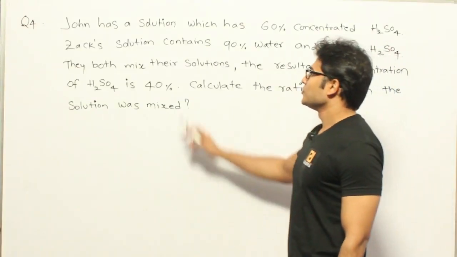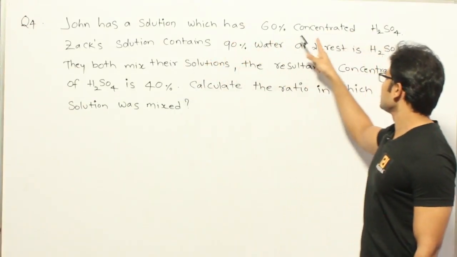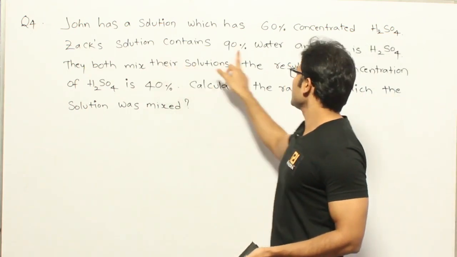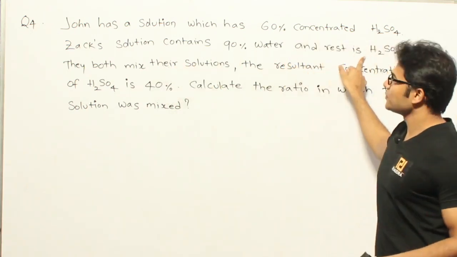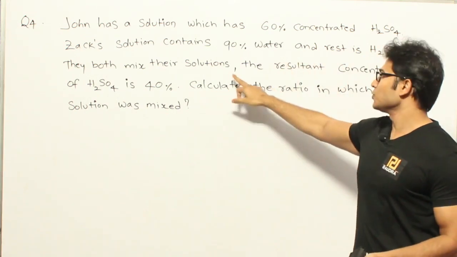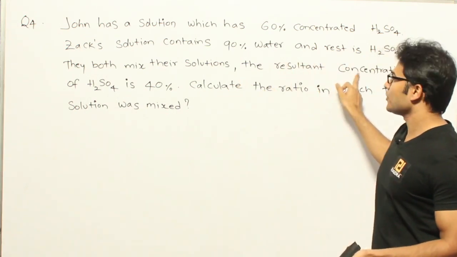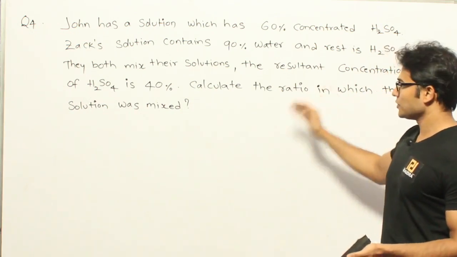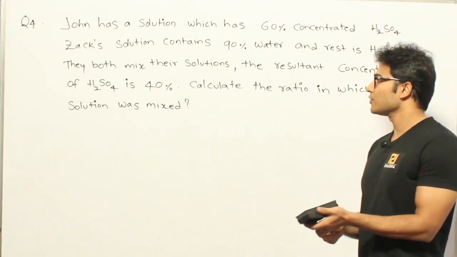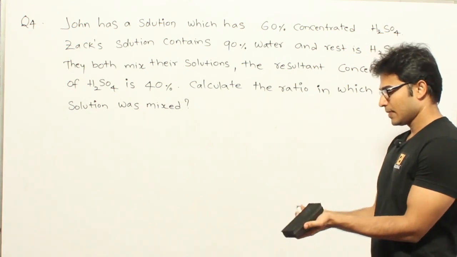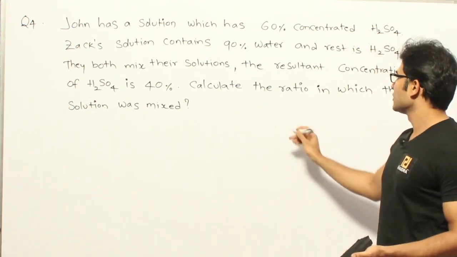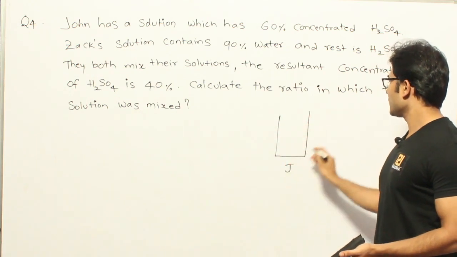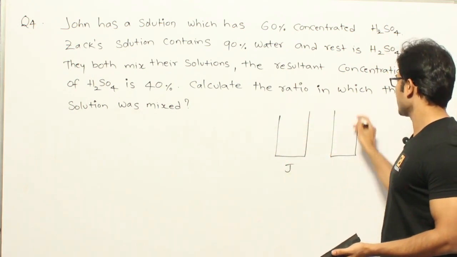Now let's see this. John has a solution which has 60% concentrated H2SO4 and Jack's solution contains 90% water and the rest is H2SO4. They both mix their solutions. The resultant concentration of H2SO4 is 40%. Calculate the ratio in which the solution was mixed. So they are saying that there are two solutions. One solution belongs to John and the other solution belongs to Zach.